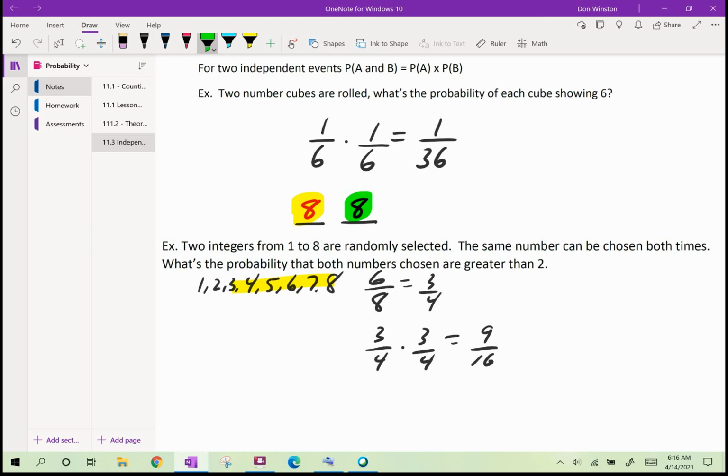So two integers from 1 to 8 are randomly selected. Then what's the probability that both integers chosen are greater than 2? Well, integers greater than 2 are 3, 4, 5, 6, 7, 8, so there's 6 of them. So the probability I choose an integer greater than 2 for the first integer is 6/8, 6 events divided by 8, which is my total sample space, or 3/4. So the probability I choose two integers where both are greater than 2 is 3/4 times 3/4, or 9/16.